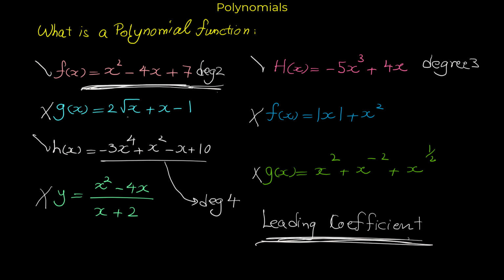For example, look at this polynomial. Which term has the highest degree? Obviously this term. The coefficient of x to the 2 here is 1. So the leading coefficient for this polynomial is 1. What about this polynomial? What is the leading coefficient of this polynomial? For this polynomial, the leading coefficient is negative 5. What about this polynomial here? The leading coefficient is negative 3.